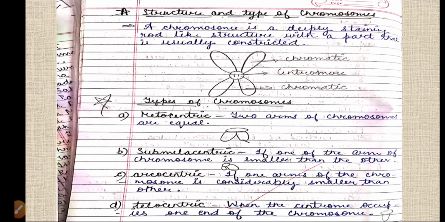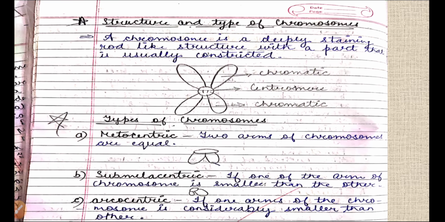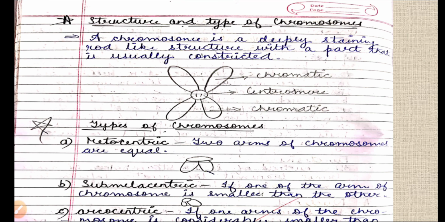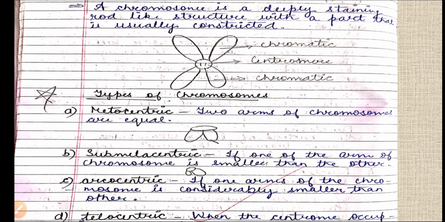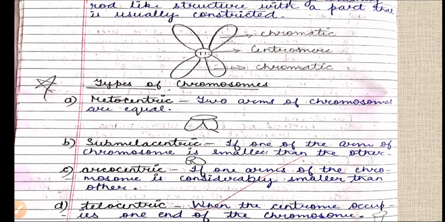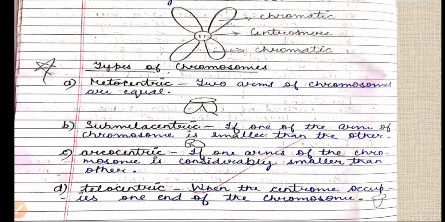Structure and type of chromosomes. A chromosome is a deeply staining rod-like structure with a part that is usually constricted. Types of chromosomes. There are four types of chromosomes: metacentric, submetacentric, acrocentric, and telocentric. Metacentric: the two arms of the chromosome are equal.